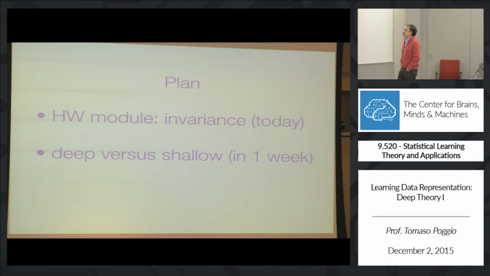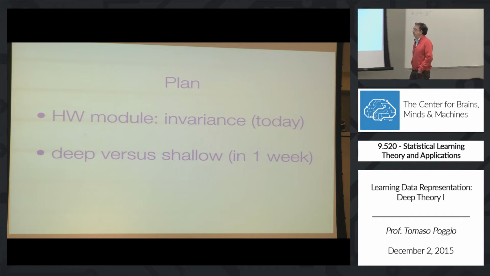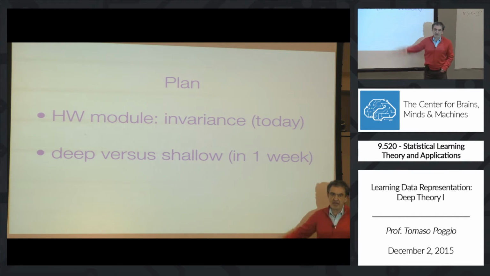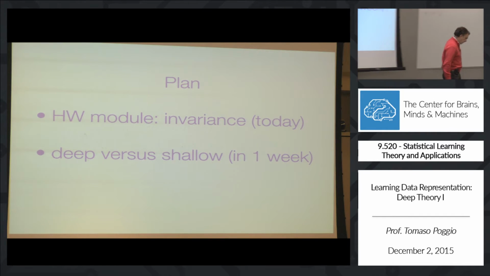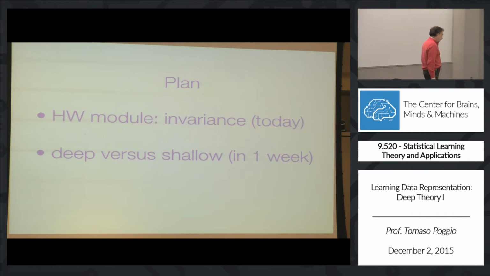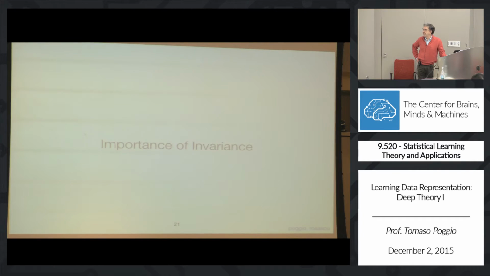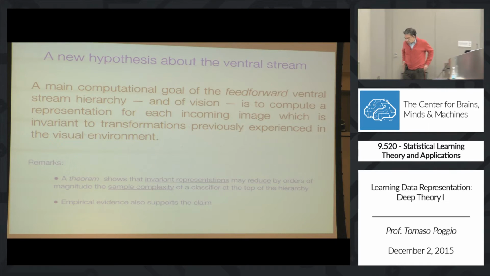So today, as I said, will be invariance. Next week will be why are deep architectures with several levels better, more desirable than shallow ones with at most one hidden layer, so-called. So this will come next week. All right.